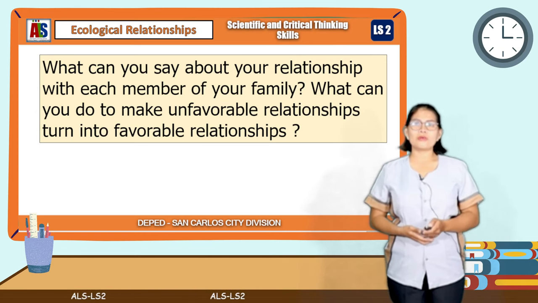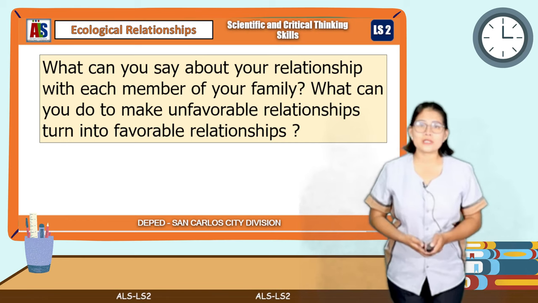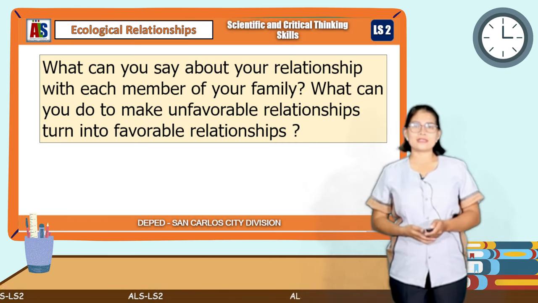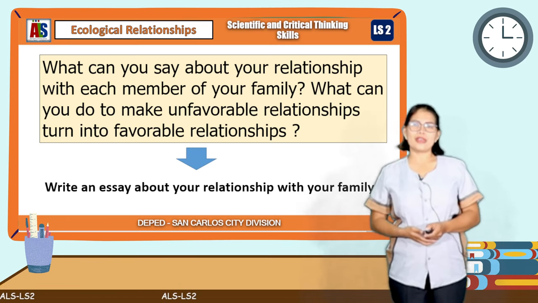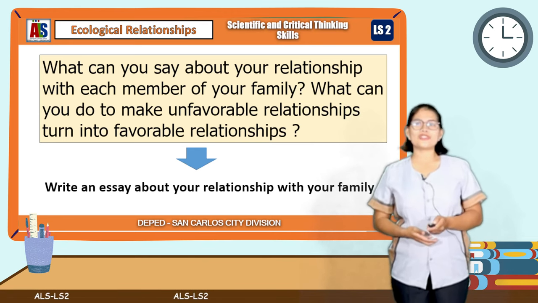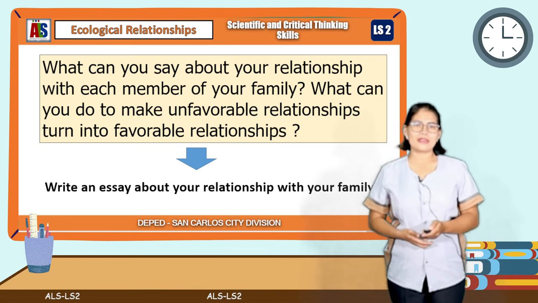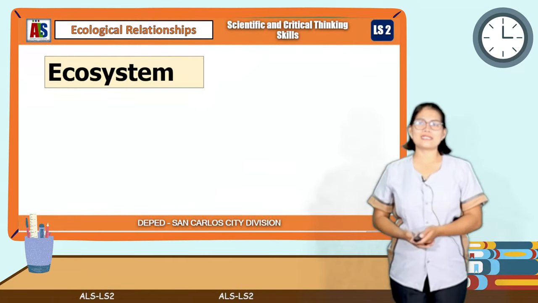What can you do to make unfavorable relationships turn into favorable relationships? Okay? So before we proceed to the different ecological relationships in an ecosystem, let us first define. Here, there's an additional activity. You should write an essay about your relationship with your family. After that, let's define an ecosystem.